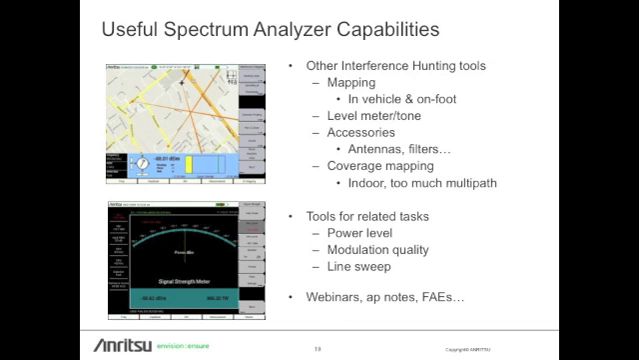Also, it can be handy to have tools for related tasks, things like accurate power level, maybe modulation quality of transmitters, maybe doing line sweep. These have nothing to do with the interference hunting process per se, but the same person might have different jobs at different times of the day or different days of the week. And having those tools available means you don't have to have multiple boxes in your truck. And then there's a bunch of support tools like webinars, app notes, and field application engineers. We'll talk some more about those later.